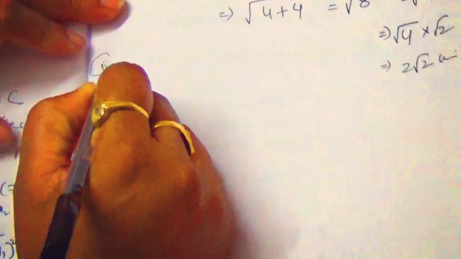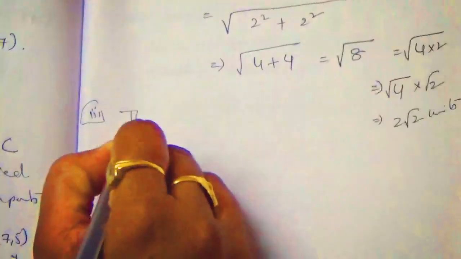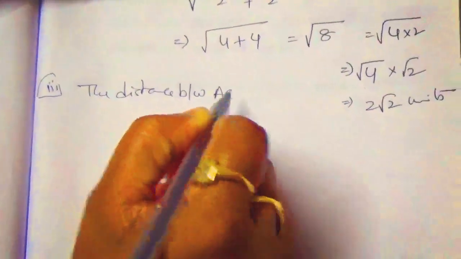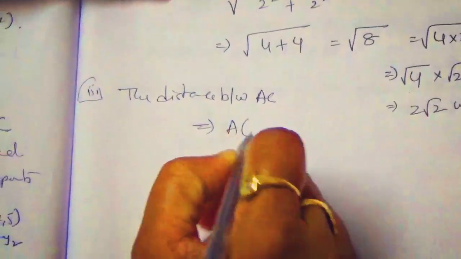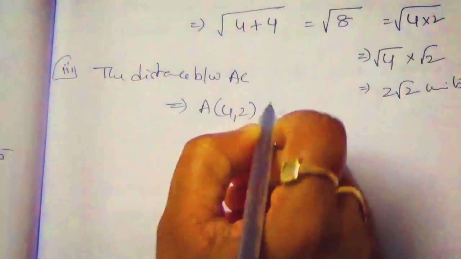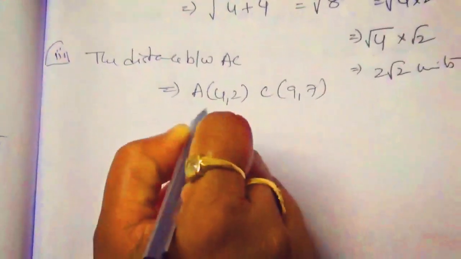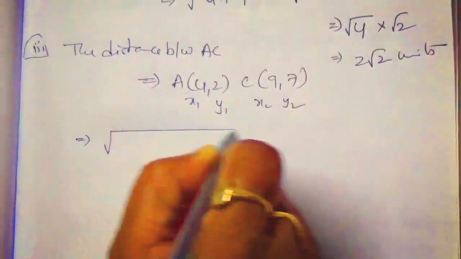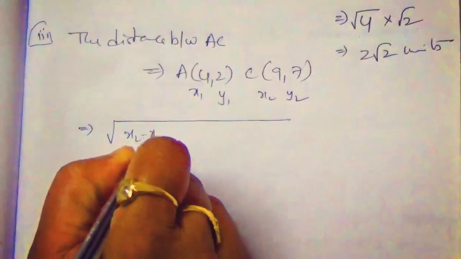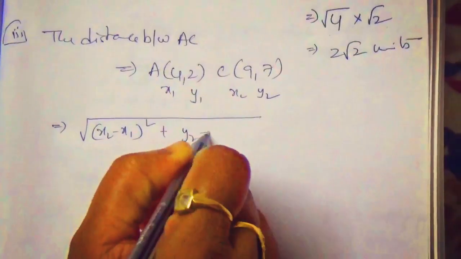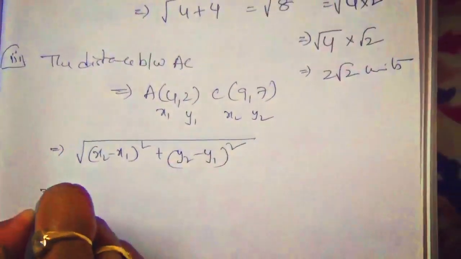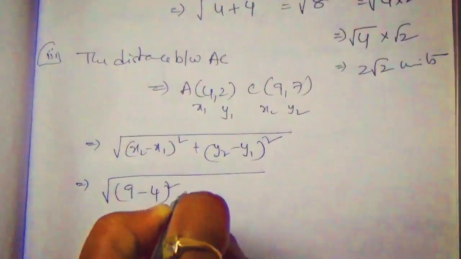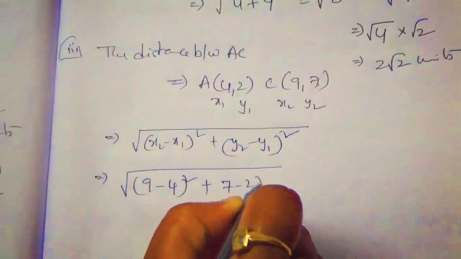And thirdly, we have to check AC. The distance between AC. What are AC points? That is 4, 2, C, 9, 7. Take these points as x1, y1, x2, y2. What is the distance formula? That is x2 minus x1 whole square plus y2 minus y1 whole square. That is equal to square root of 9 minus 4 whole square plus 7 minus 2 whole square.